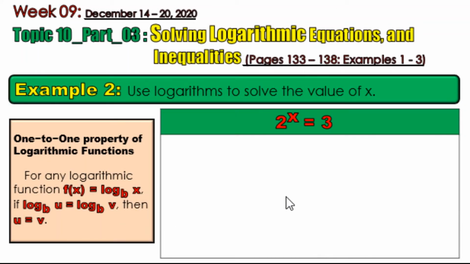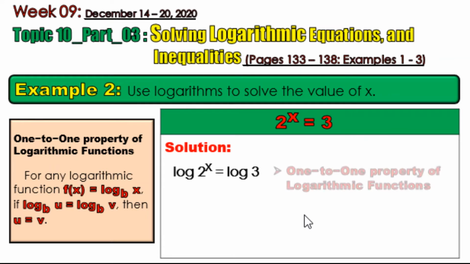Now let us discuss example number 2. Use logarithms to solve for the value of x. So we have 2 raised to x is equal to 3. Since the direction says we need to use the concept of logarithms to solve for the value of x, we'll be expressing this as an equation of two logarithmic expressions.